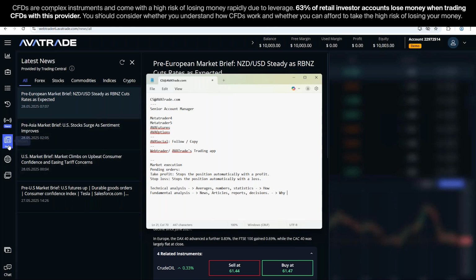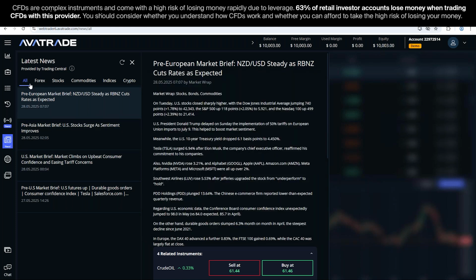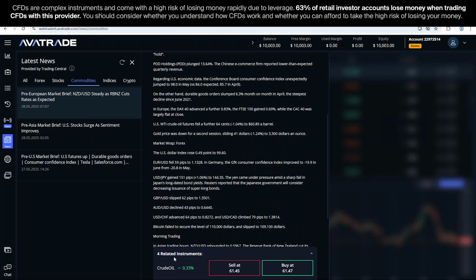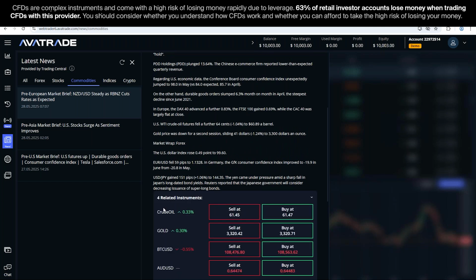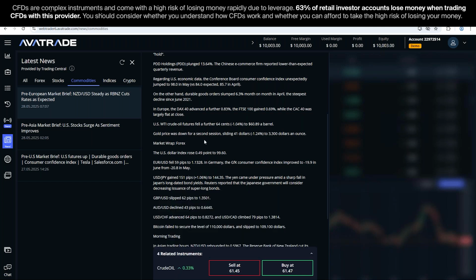So in here we've got the news section, and in the news section we've got all kinds of categories that we can choose from. So if we go for commodities as an example, we see the pre-European market brief, the NZD USD steady as RBNZ cuts rates as expected. Excellent. And if we scroll down, we see at the bottom which instruments are related to that. We can click in here and see oil, gold, Bitcoin, and Aussie versus dollar. Just amazing, very convenient, provided to us again by Trading Central.